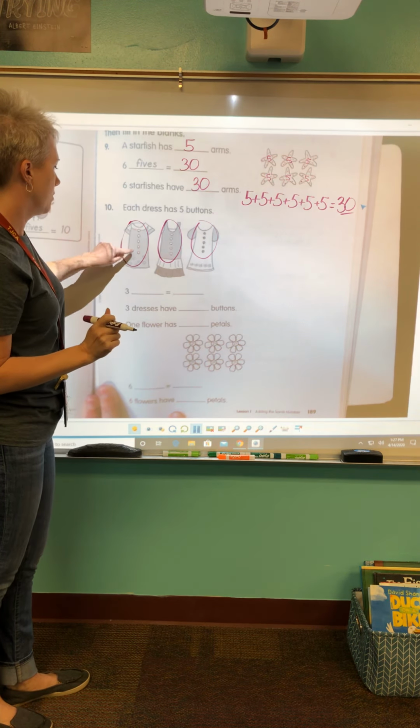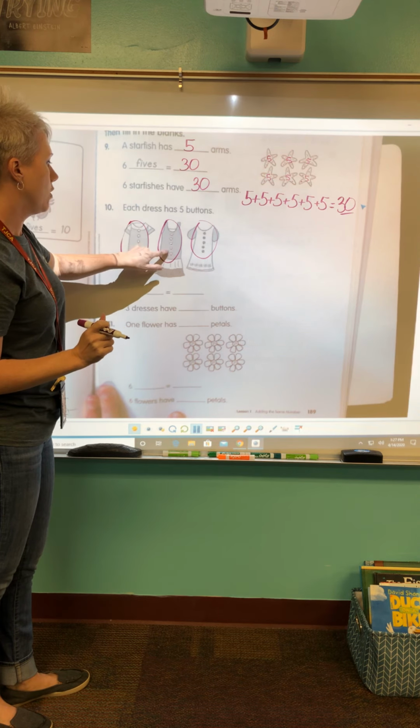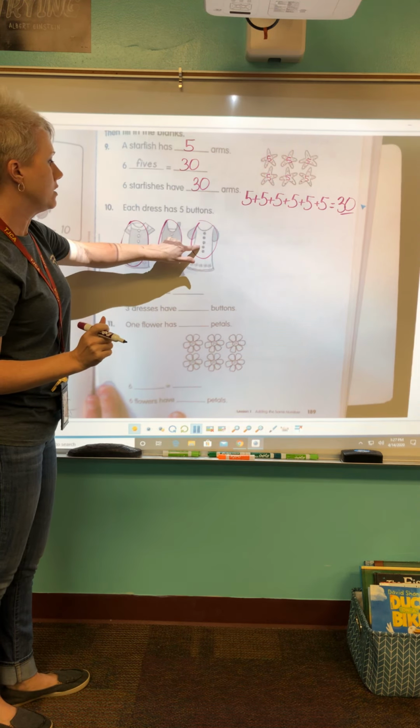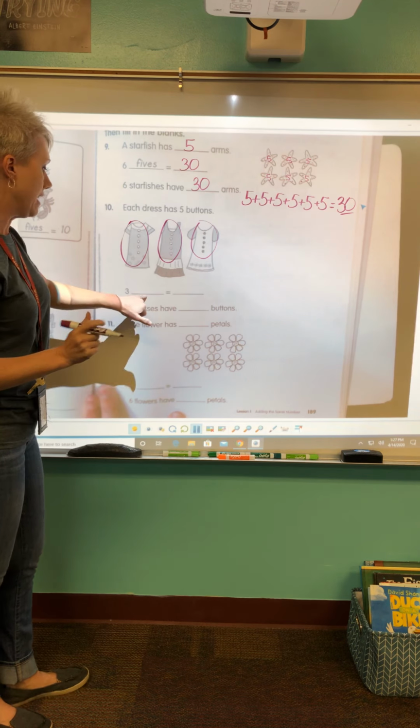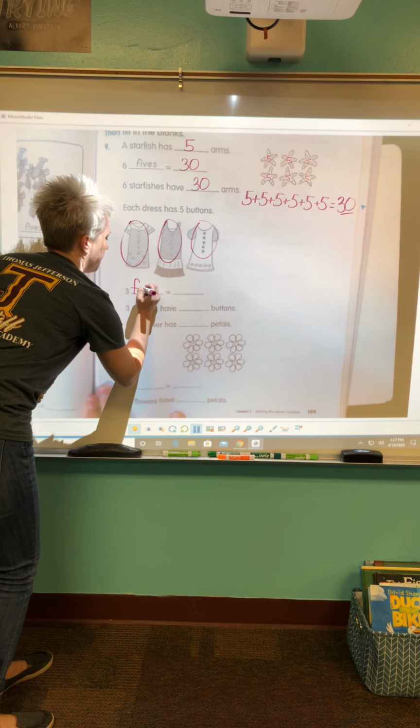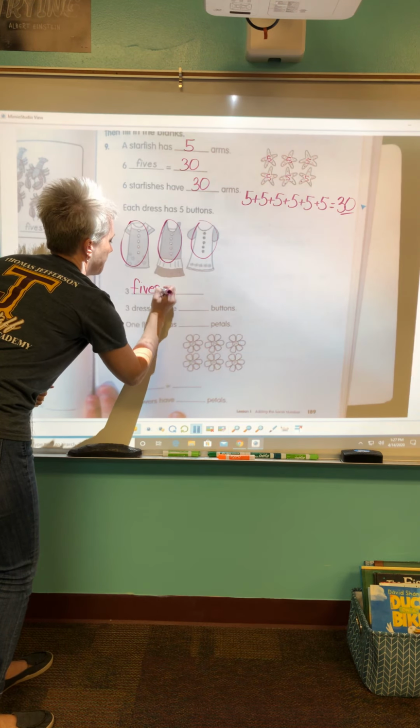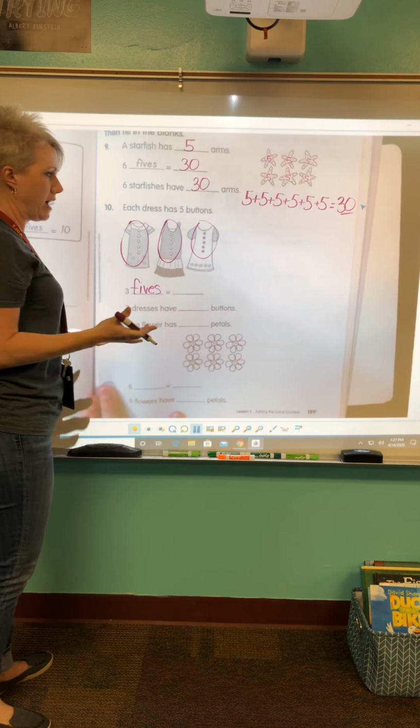How many buttons? 1, 2, 3, 4, 5. So 3 fives equals what? How many buttons do I have in all?